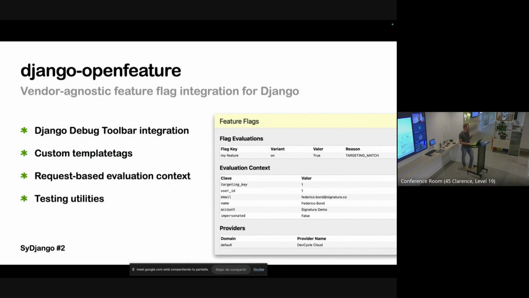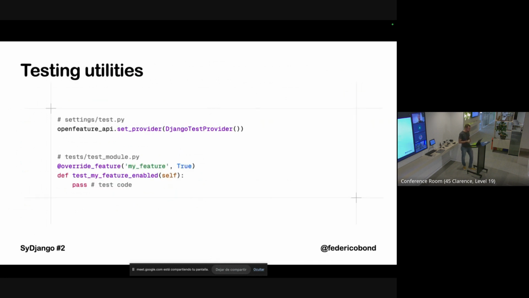One of the things you might want to do when using feature flags is test your code with different values of the feature flag. In this case, with Django OpenFeature, you configure a test provider, and then you can use this decorator or context manager to override the value of a feature for a certain test case. It works nested, so you can really test that every version of a feature works for you.